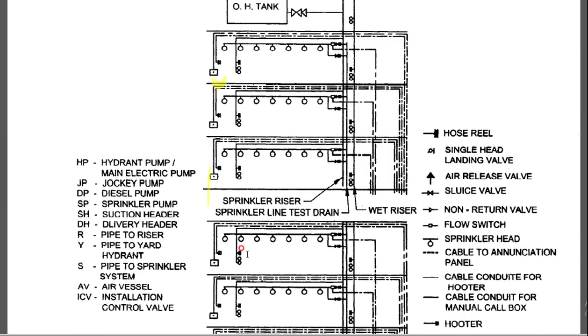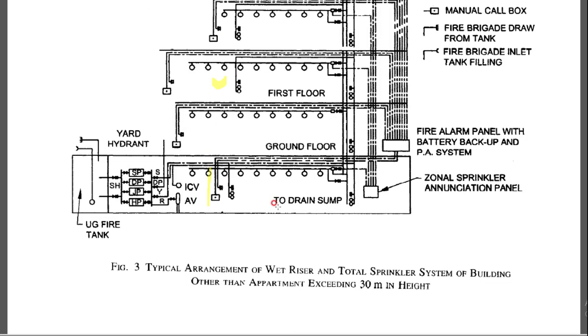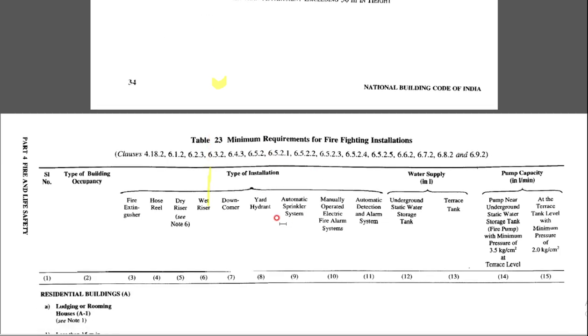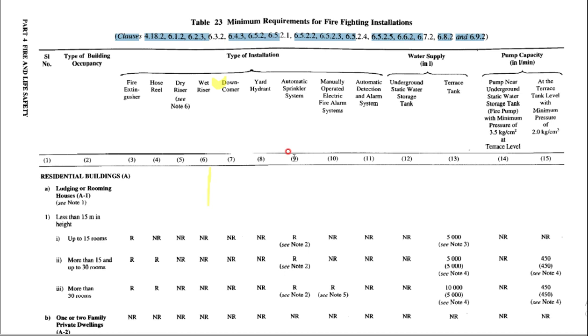This is another diagram, the sprinkler system. This is what I was waiting for. Here in this table, the minimum requirements have been mentioned. All the clauses data they have clubbed in this table. Can you understand this portion? See what it is telling here. These are different clauses already explained, but the data is clubbed under this table.